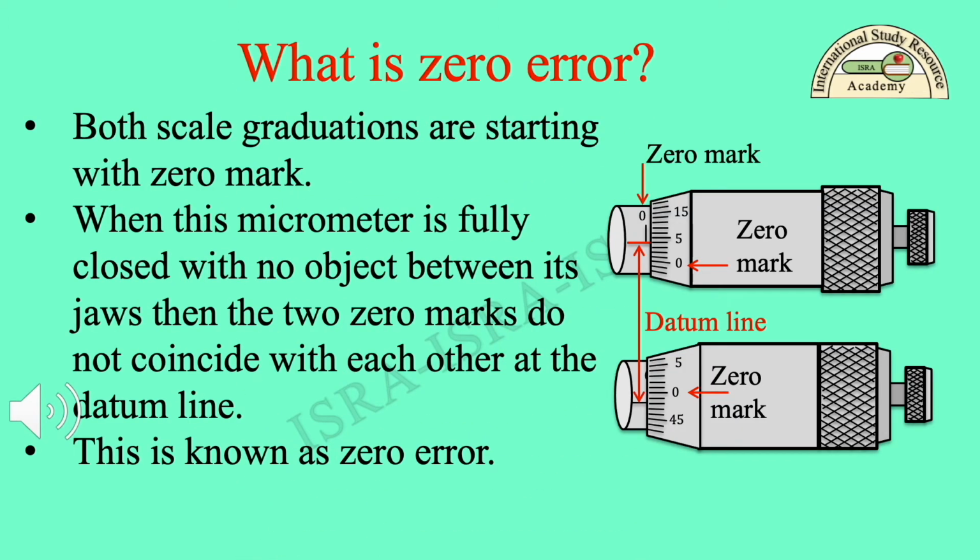What is zero error? Look at the diagrams. Both scale graduations are starting with 0 mark. When this micrometer is fully closed with no object between its jaws, then the two 0 marks do not coincide with each other at the datum line. This is known as zero error.